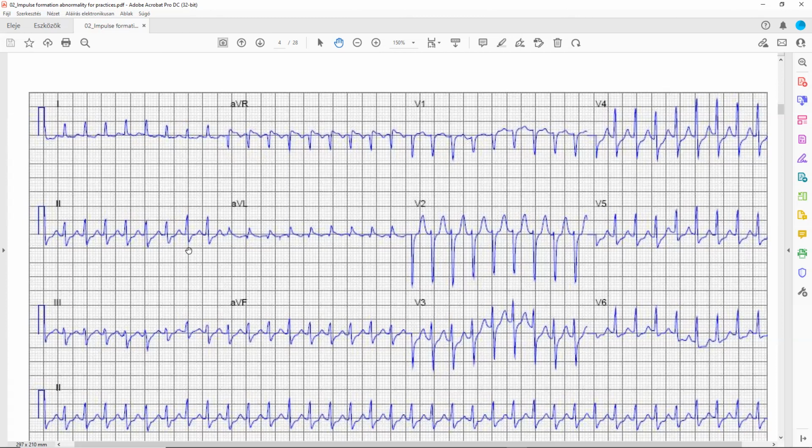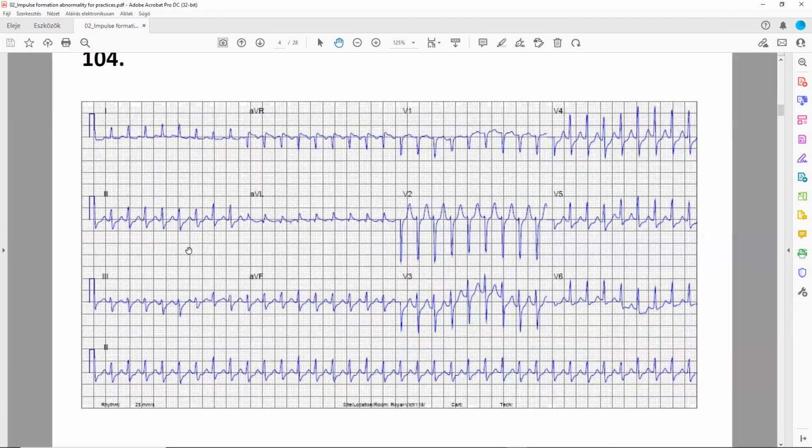Later on, you will understand. Can we call it junctional tachycardia? You can say it. If you don't see any P wave, you can say junctional tachycardia, because it means that the P is located inside the QRS complex. And most commonly, the majority of paroxysmal supraventricular tachycardias originate from the junction, so you can say it.